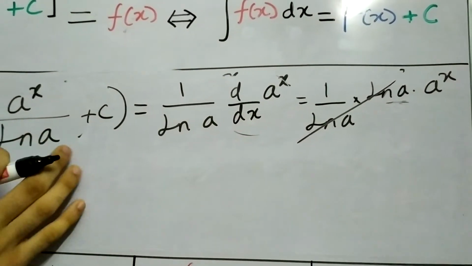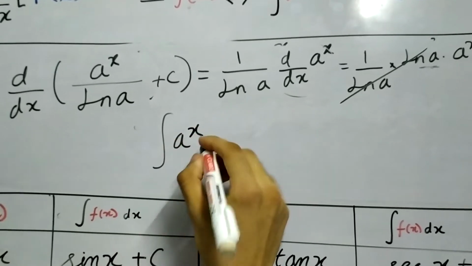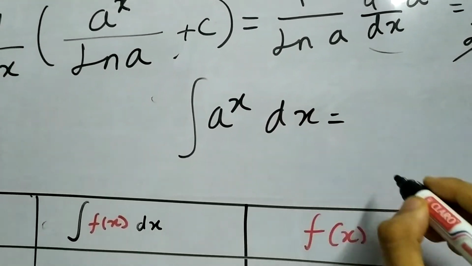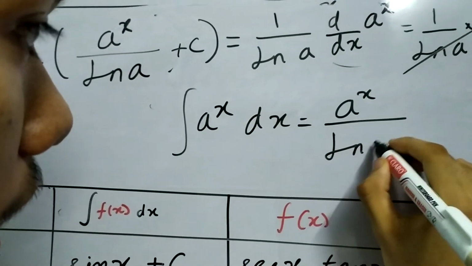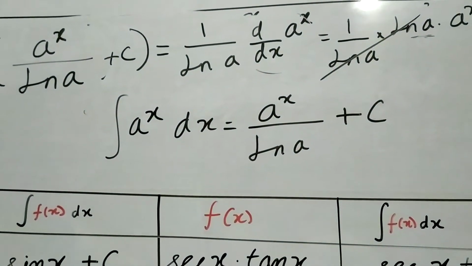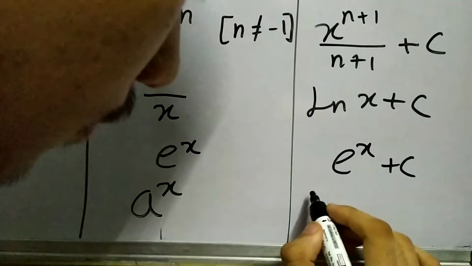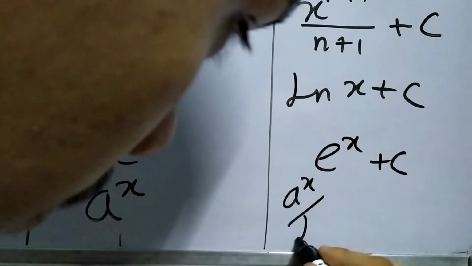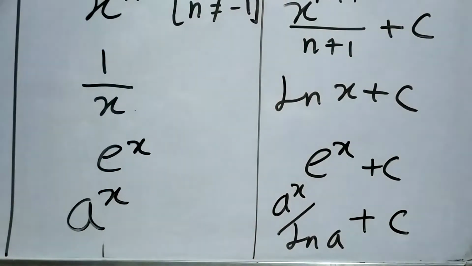So from this you get the indefinite integral of a to the power of x dx is a to the power of x divided by ln a plus c. Let me just write this down: a to the power of x divided by ln a plus c.